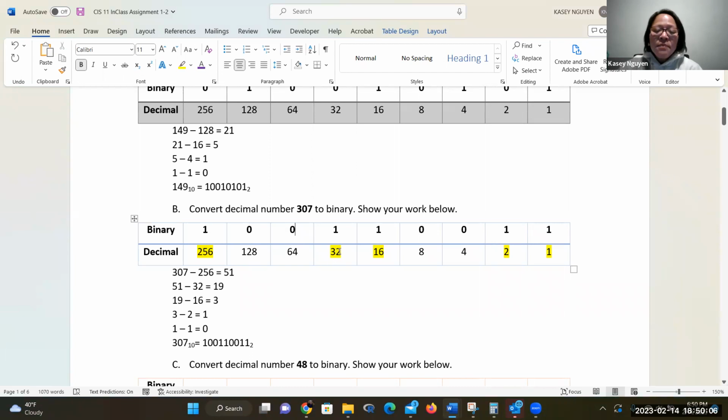I know that the next number, 32, is less than 51. So I take 51, subtract 32, and as I subtract it, I put a 1 at the top. So that bit is on. 51 minus 32, I'm left with 19. Then the next number on this scale is 16. It's less than 19, so I can subtract. 19 minus 16, I'm left with 3. And as you subtract, don't forget to put a 1.